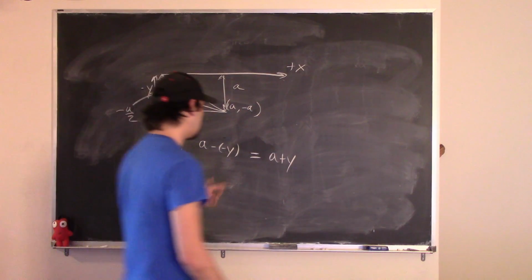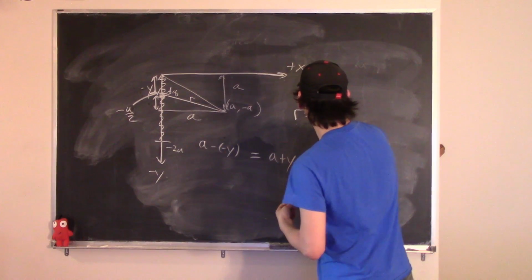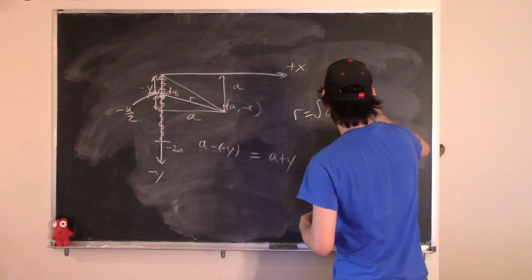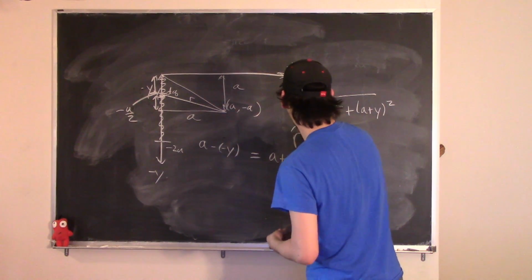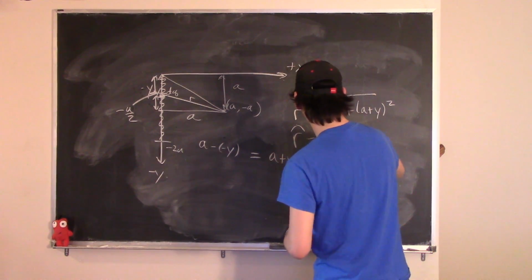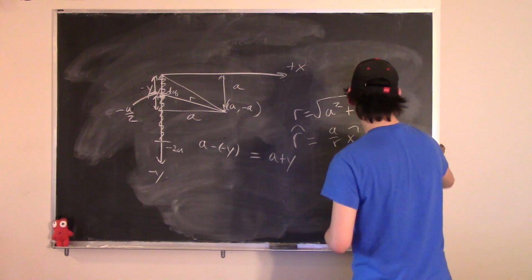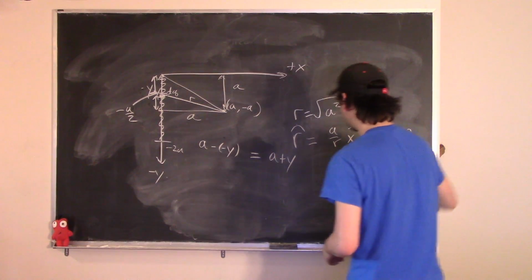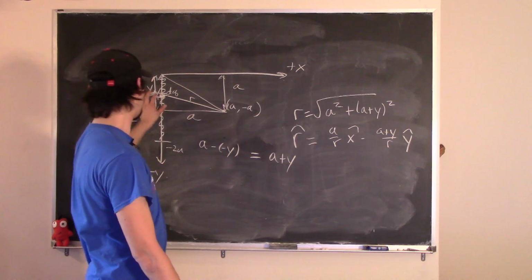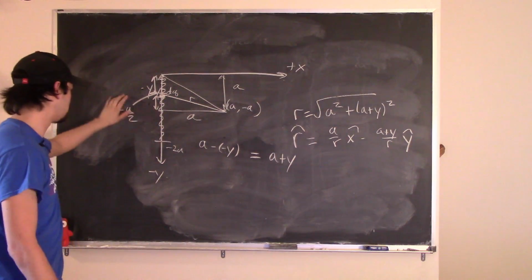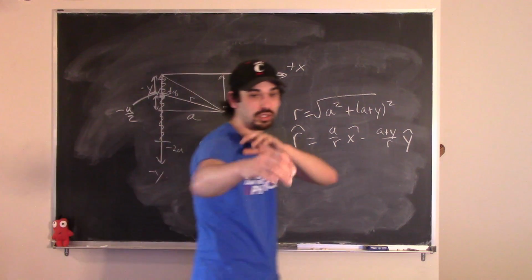So really, in my answer, what I need to have is r is equal to the square root of a squared plus a plus y squared, and r hat is equal to a over r x hat minus a plus y divided by r y hat. And like I said, this is more complicated than something I would ask you, partially because of these issues with negative signs.